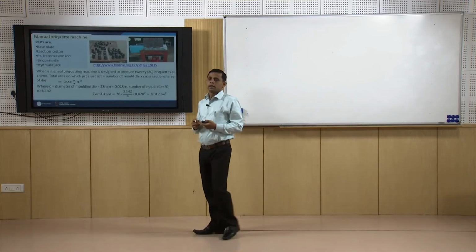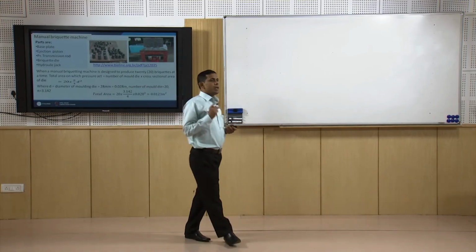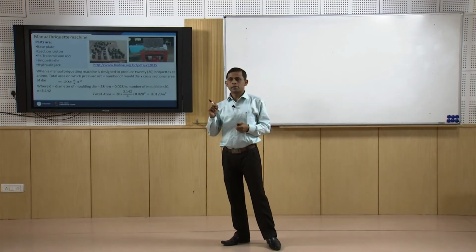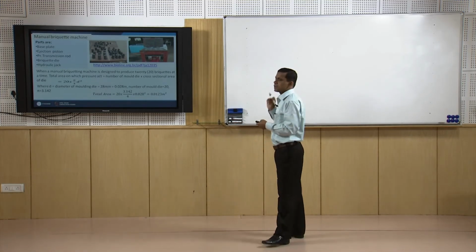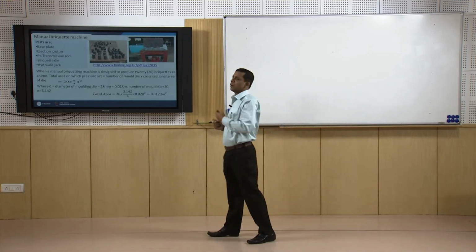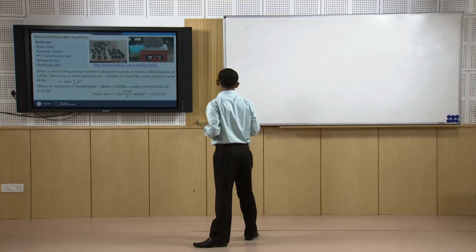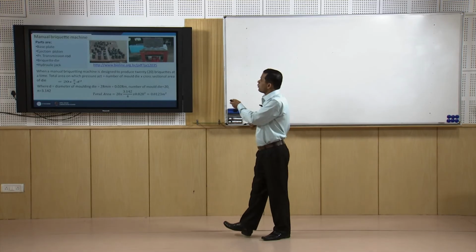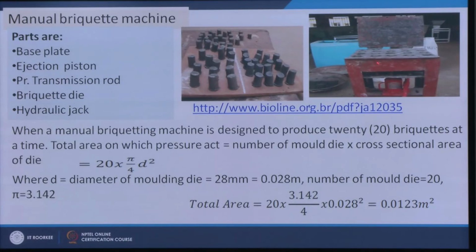Now, we will discuss the manual briquette machine. We have discussed in the first part of this module the machines used for high pressure briquetting, but for low pressure briquetting we have not discussed any machines. So, this is one example of those machines which uses low pressure with respect to those high pressure machines and gives us the briquettes. This manual briquette machine as shown in this slide has different parts.